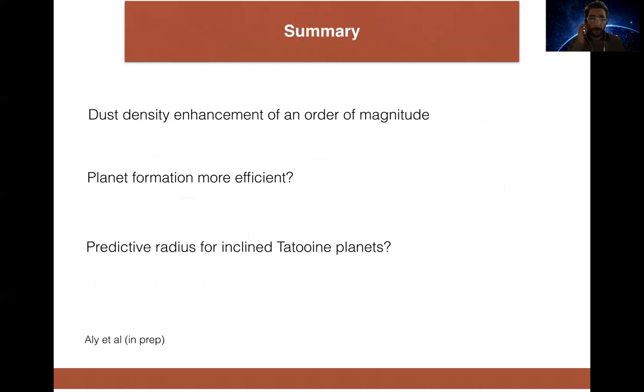So to summarize, we see this dust density enhancement that's about an order of magnitude locally, because of this setup, and so the question that we can ask is, does this traffic jam make planet formation more efficient in the context of inclined circumbinary disks? And I would say that's quite possible. But also one of the good things is that we can actually have a prediction of the radius that would preferentially form planetesimals and possibly planets in, like, inclined Tatooine planets.